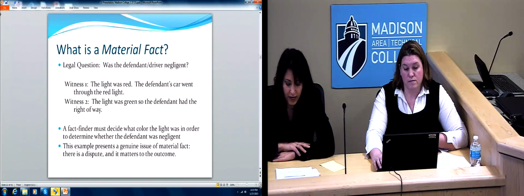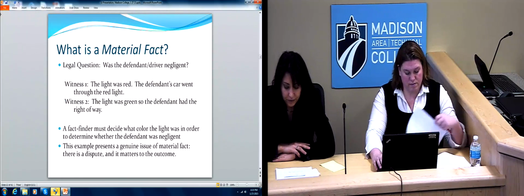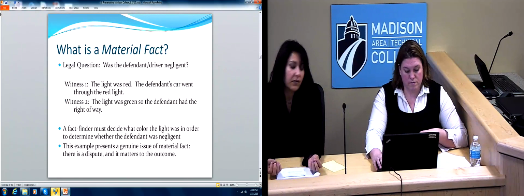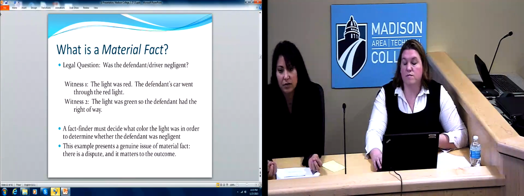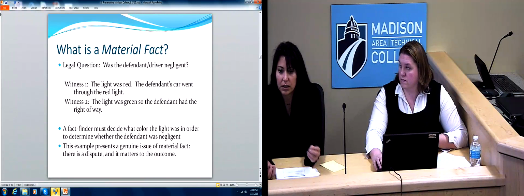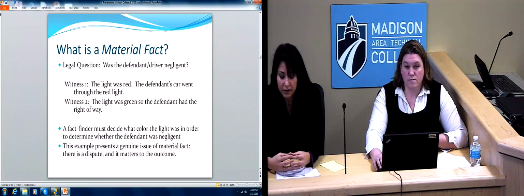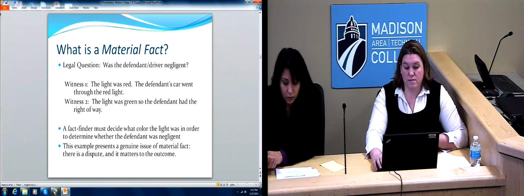What is a material fact? So let's start with a legal question. When we talk about genuine facts and material facts, we're talking about the bridge between the facts and the law and how they fit together, and whether or not they fit together. So when you want to figure out if a fact is material, you need to know what the substantive law is. So let's pretend we have a legal question.